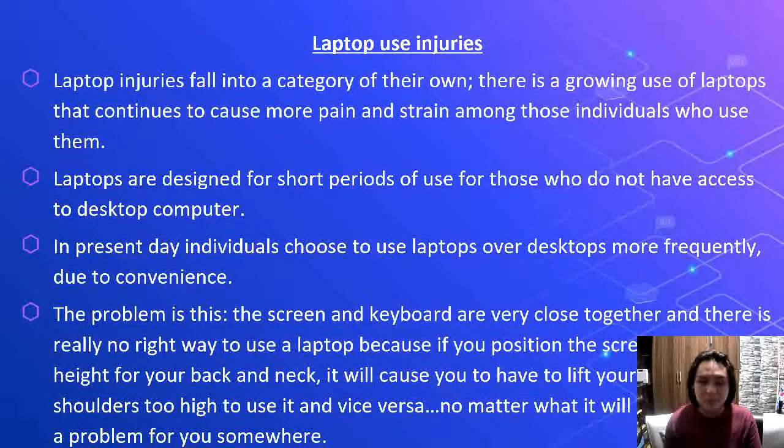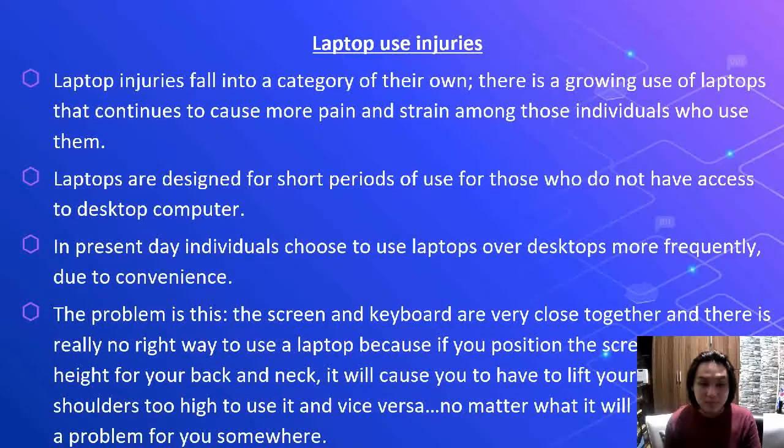So, for laptop use injuries, laptop injuries fall into a category of their own. There is a growing use of laptops that continues to cause more pain and strain among those individuals who use them. Laptops are designed for short periods of use for those who do not have access to desktop computers. In the present day, individuals choose to use laptops over desktops more frequently due to convenience.